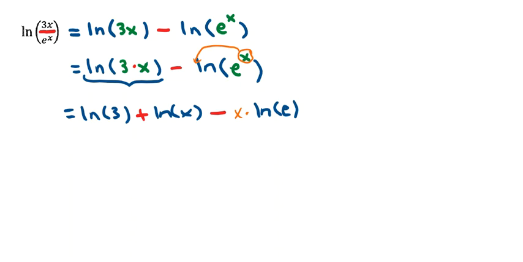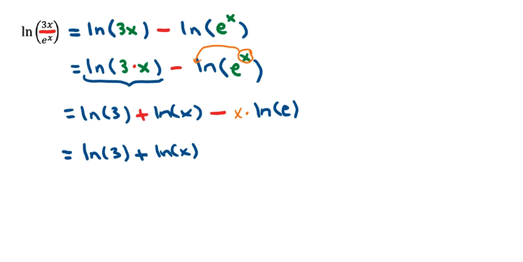Let's take a look at these logs to see whether or not they simplify further. With the natural log of 3, notice there's nothing going on inside the argument in terms of multiplication, division, or powers. So in other words, the natural log of 3 is fully simplified. The natural log of x, again, no multiplication, division, or powers, so the natural log of x is as simplified as they come.